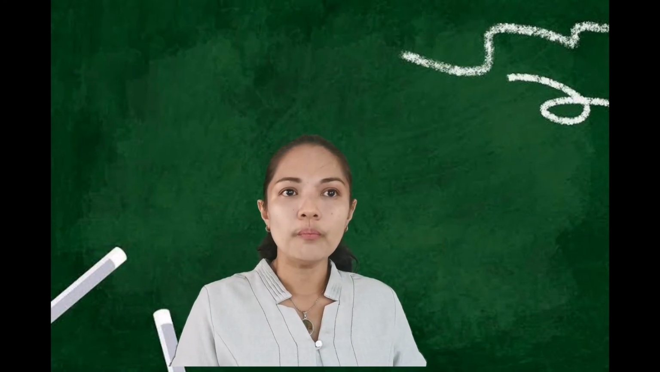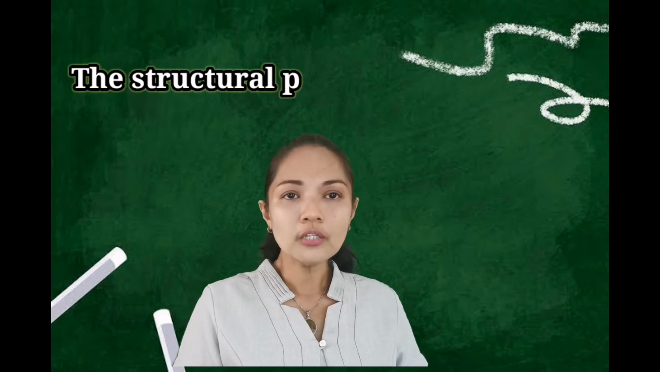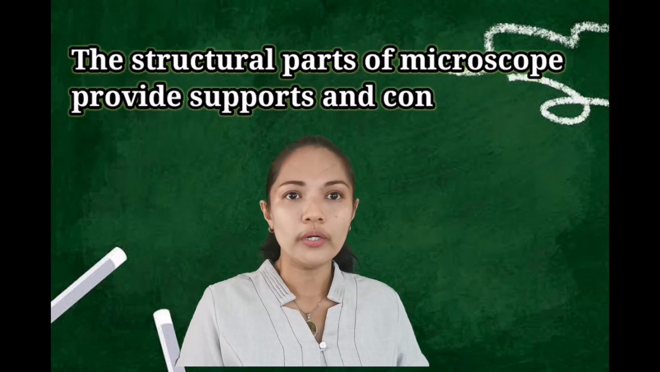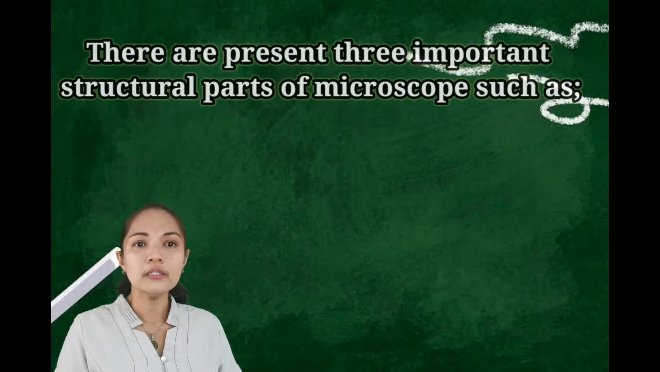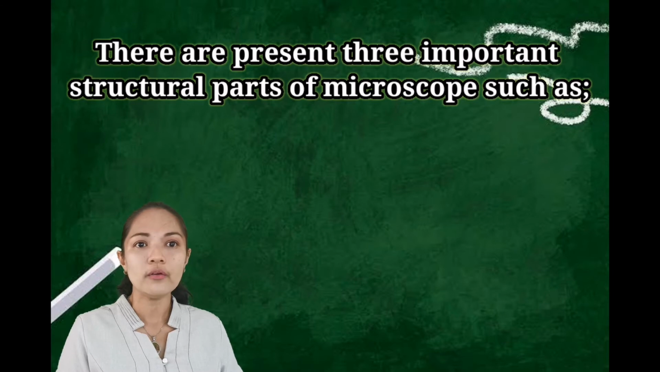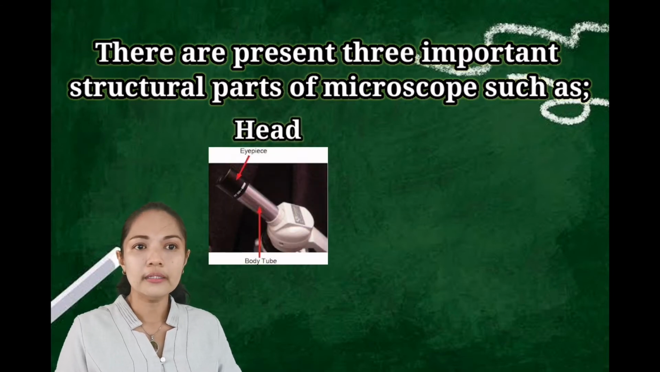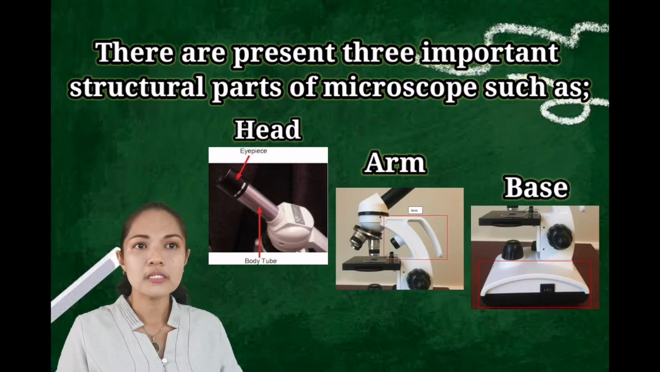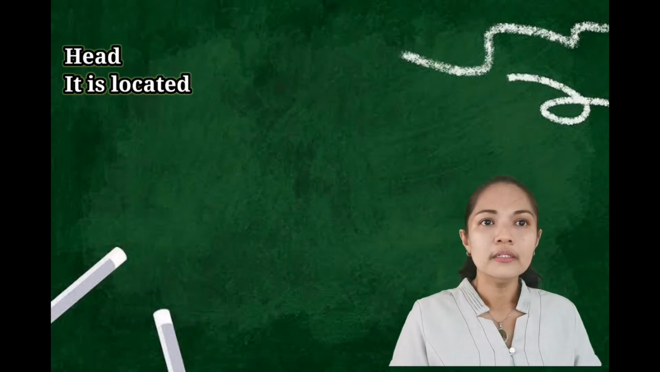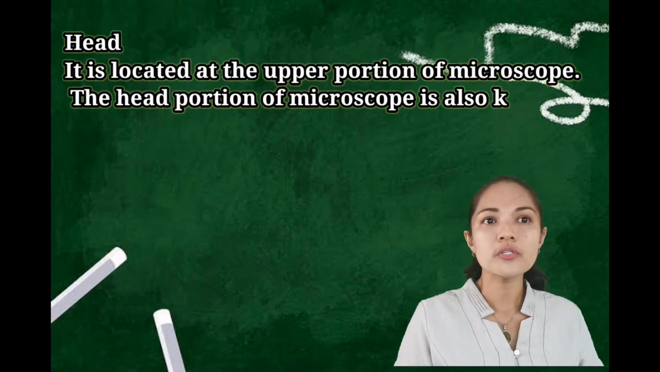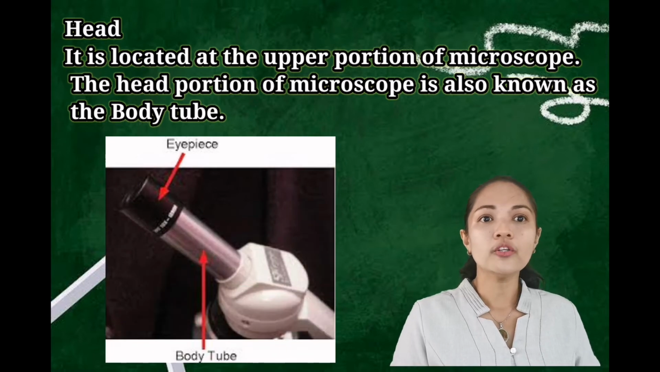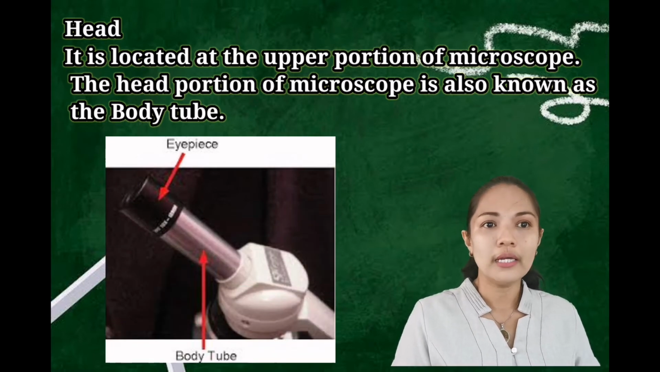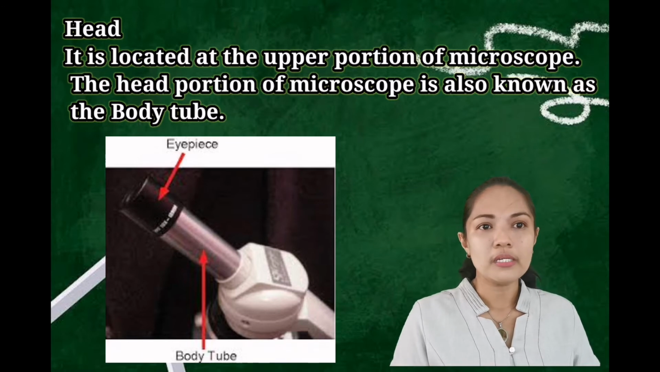Structural parts of the microscope and their functions. The structural parts of the microscope provide support and connect all the components of the microscope. There are three important structural parts of the microscope, such as the head, the arm, and the base. The head is located at the upper portion of the microscope. The head portion is also known as the body tube. Its function is that it connects the eyepiece to the objective lenses and contains the eyepiece.